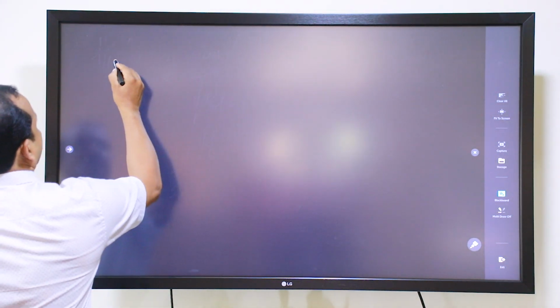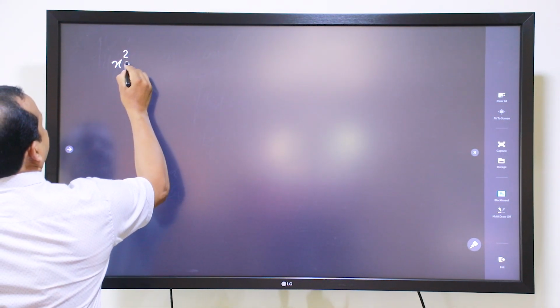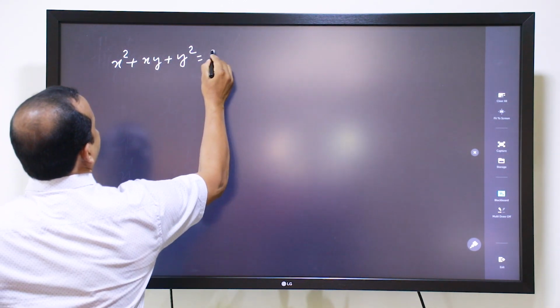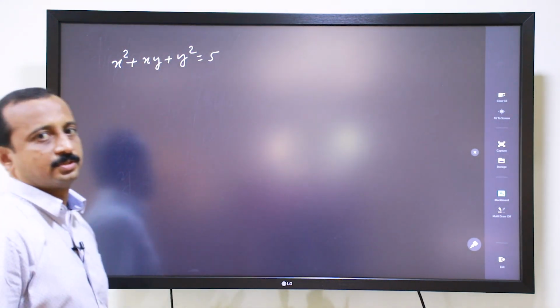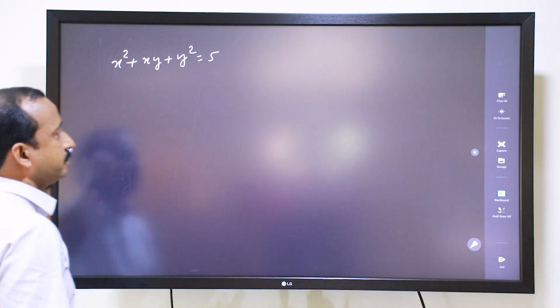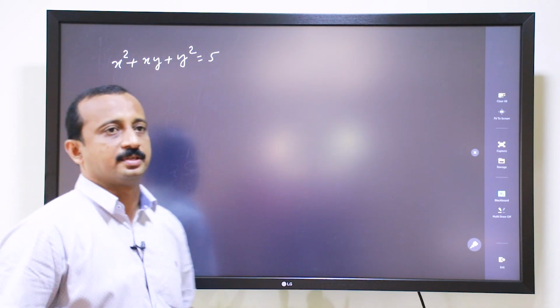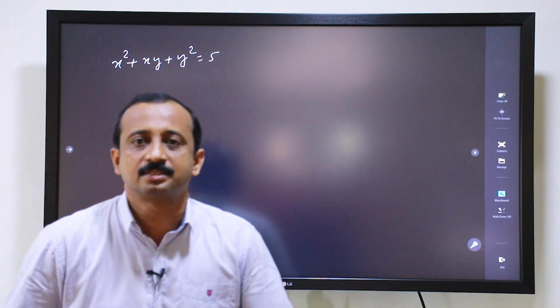You already know how to find the derivative of x square plus x into y plus y square is equal to 5. For the implicit function, in the second part we use the product rule, and you know the derivative of x with respect to x is 1 and the derivative of y with respect to x is dy by dx.